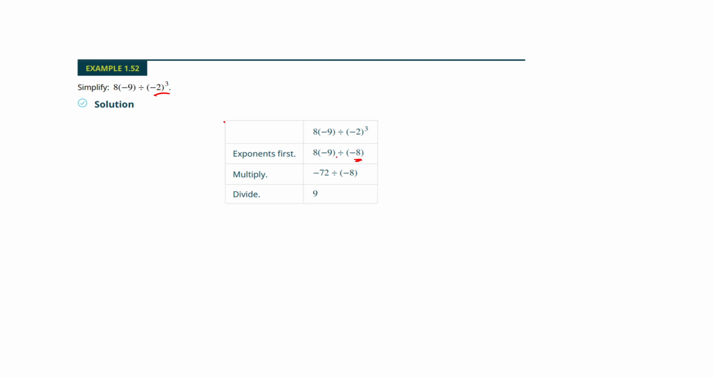Now, we have multiplication and division. Those are tied, so we're going to work left to right. So they did this, and we got negative 72. Now, negative 72 divided by negative 8. We just divide 72 and 8. We're dividing a negative by a negative, so 2 negatives in a row make a plus.